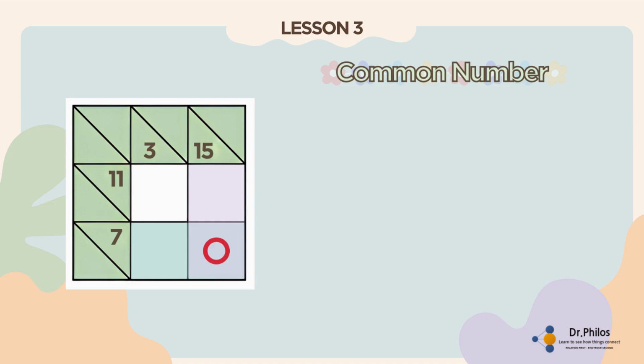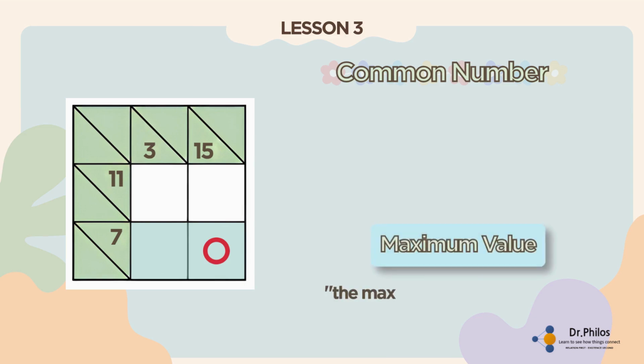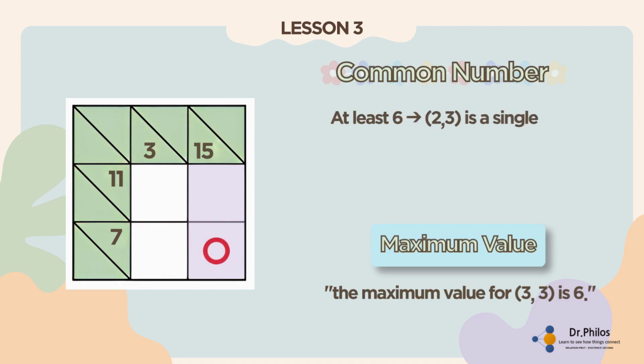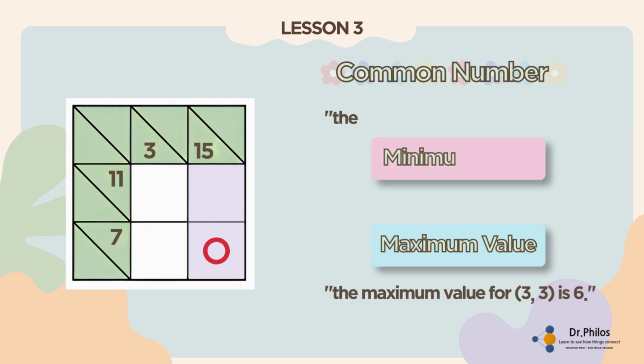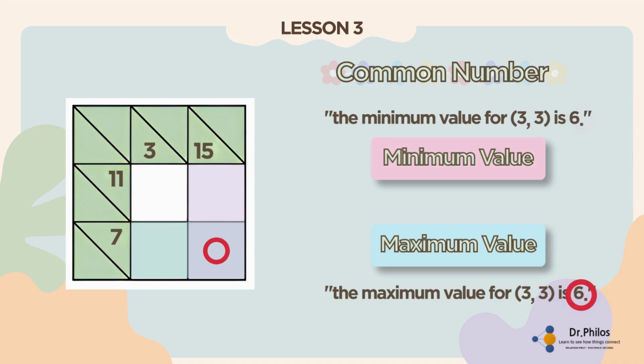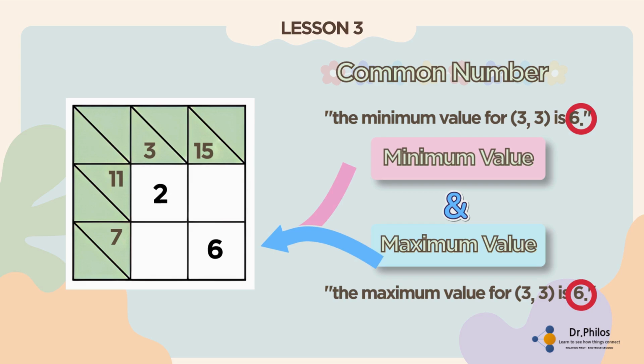Since it's the 7 line, a number smaller than 7 has to go in. The maximum is 6. It is also the 15 line. Then small numbers like 1 and 2 can't go in. It has to be at least 6 so that 2, 3 can be a single-digit number. Now compare the ranges from both directions. The maximum is 6, and the minimum is 6, so 3, 3 has to be 6. 8, 4, 2, 2, and 3, 3 all use the same principle.